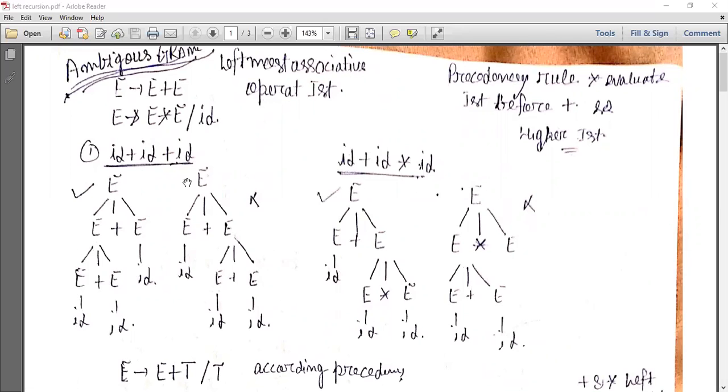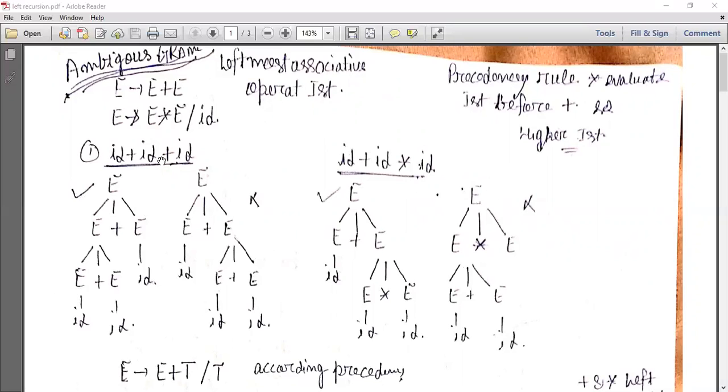Now we construct a second tree. E plus E, now we explore this part. So E plus E, now id and id. This is left associative, this is right associative. So according to our previous discussion, the compiler uses the left associative parse tree. So this parse tree is left associative, so this is correct. This is right associative, that is not used by the compiler.